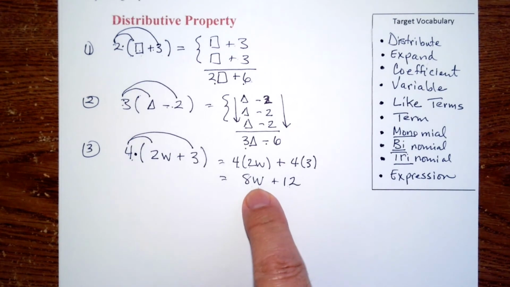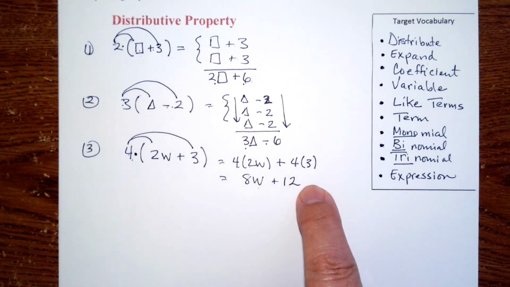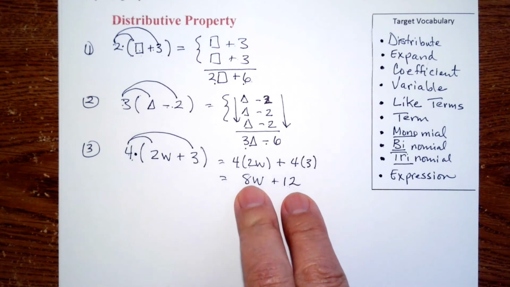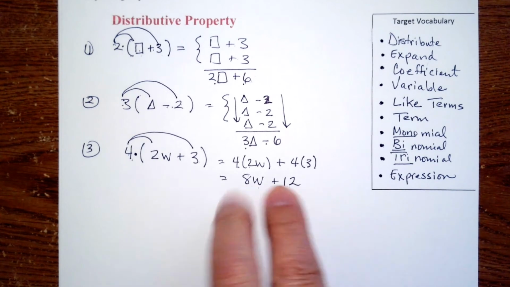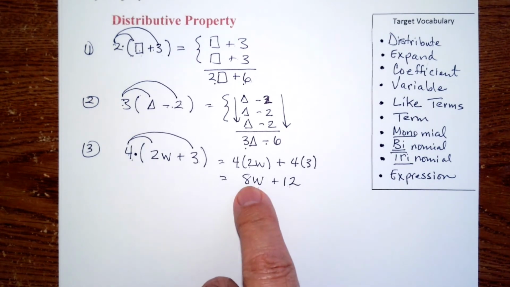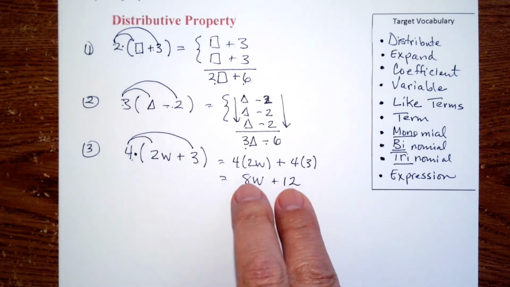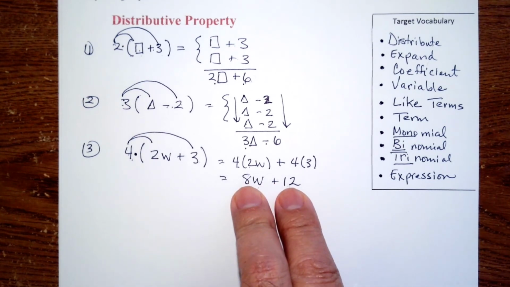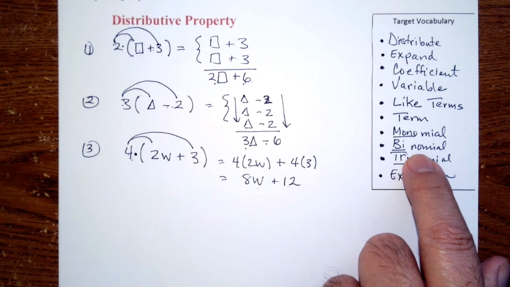What do you notice here? Do we have a variable? Yeah, a letter. Do we have a variable over here? Nope. They're different. If they are not the same, if they don't have like variables, you leave them alone. 8w plus 12 is the final answer. I have one term here, 2 terms. My answer is called a binomial.